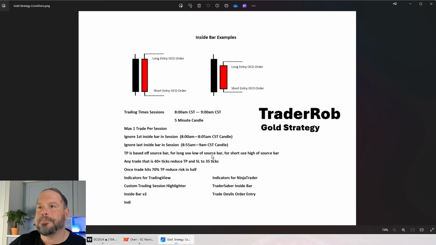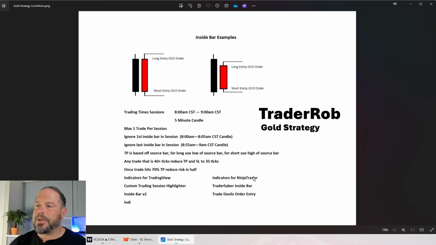Some indicators that I use in TradingView, and we'll go over them, and NinjaTrader for TradingView, is a custom trading session highlighter. It just paints this session from 8 a.m. to 9 a.m. so you can visually see when you're trading it. And then there is an inside bar indicator that we can also go over. It's really nice because it paints these inside bars for you, and it considers equal highs and equal lows as valid inside bars.